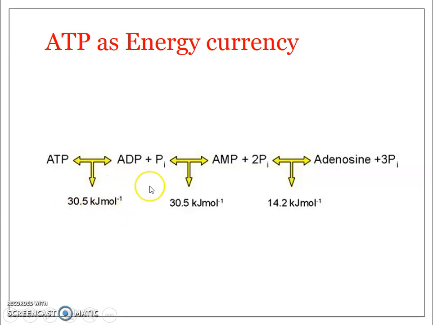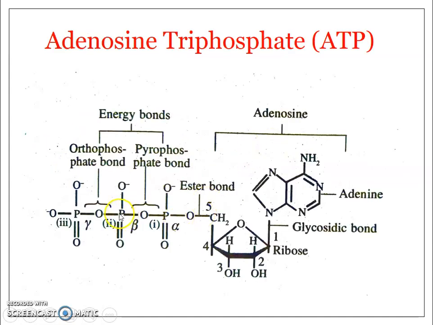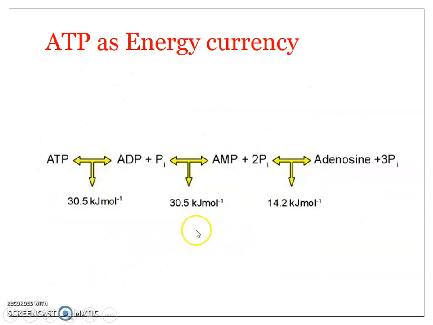Similarly, when ATP is hydrolyzed again, it could result in AMP and pyrophosphate. Here we have a pyrophosphate bond. This is broken and these two are released together. Even in that case, it releases a similar amount of energy, because that is also an anhydride linkage and it is a high energy phosphate bond.